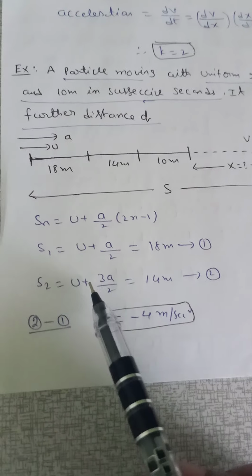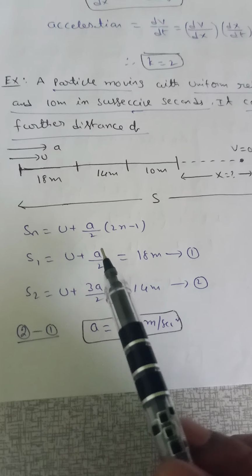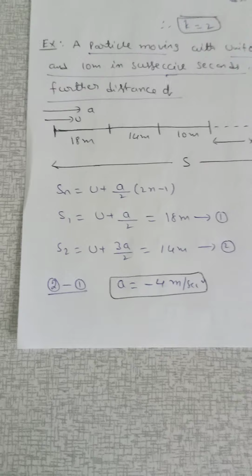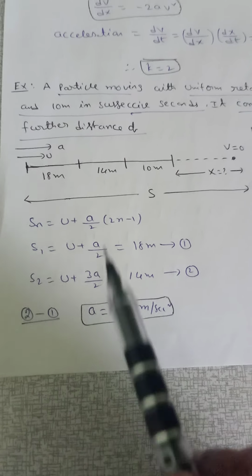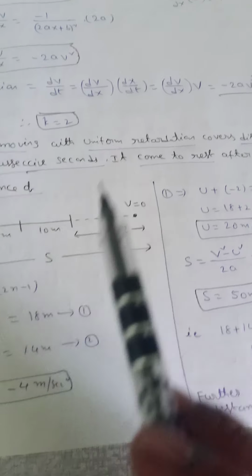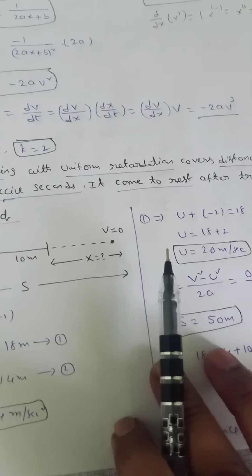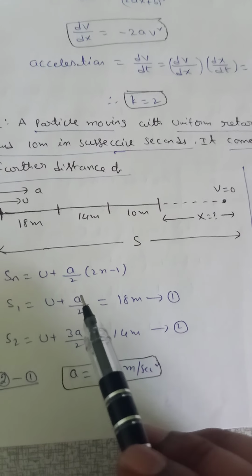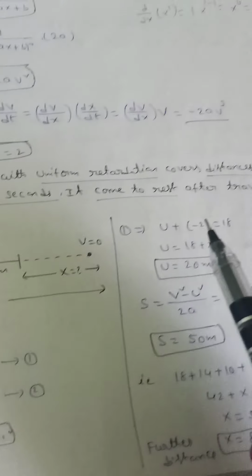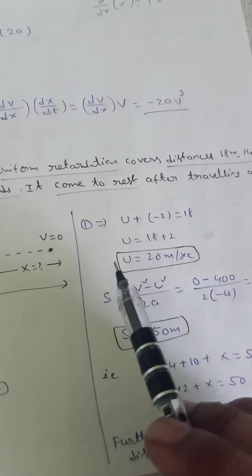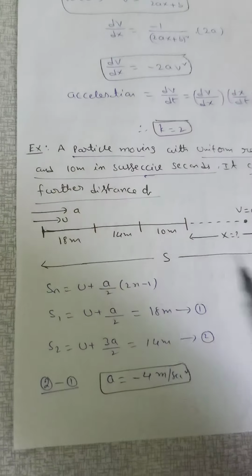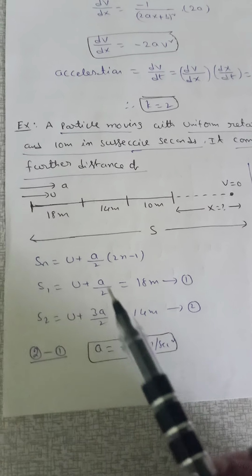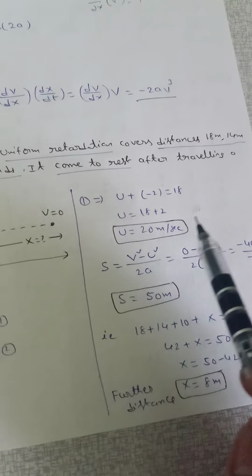Subtracting, u cancels, and 3a by 2 minus a by 2 is a, equal to 14 minus 18, which is minus 4. Since it is retardation, the acceleration is negative, so uniform retardation a equals minus 4 meter per second square. Substituting in equation 1: u plus minus 4 by 2, that is minus 2, equals 18 meter, so u equals 18 plus 2, 20 meter per second. So the retardation is 4 meter per second square and the initial velocity is 20 meter per second.